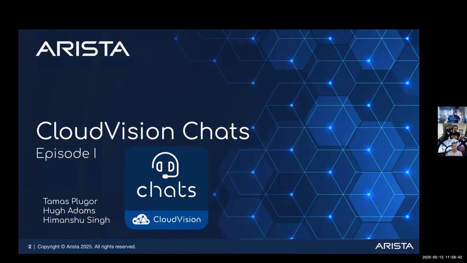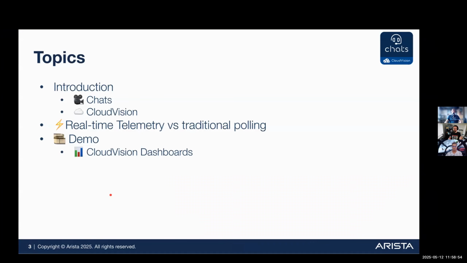Welcome to CloudVision Chats, a new multi-part series, or I guess we can call it a podcast, where we'll discuss all things CloudVision, tips and tricks, best practices, common misconceptions, and all the fun stuff. So let's get started. Today we are going to have a brief intro into CloudVision, and then we are going to talk about the differences between traditional polling and real-time state streaming. And then we'll have a demo about CloudVision dashboards and how you can use it to monitor your network.